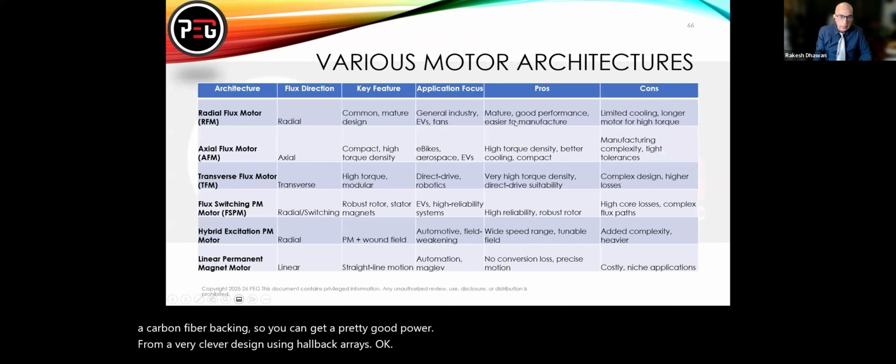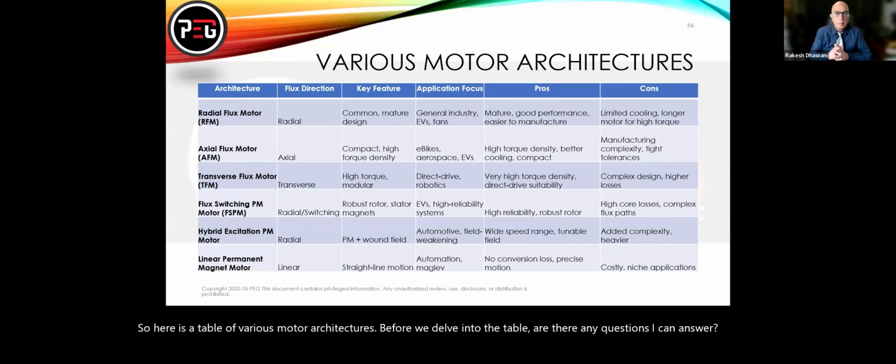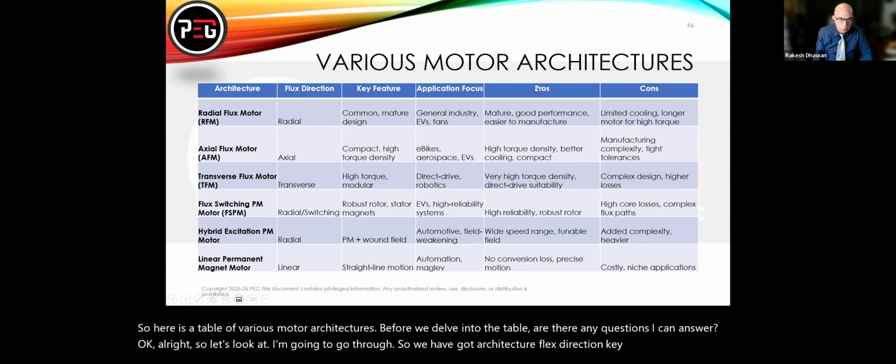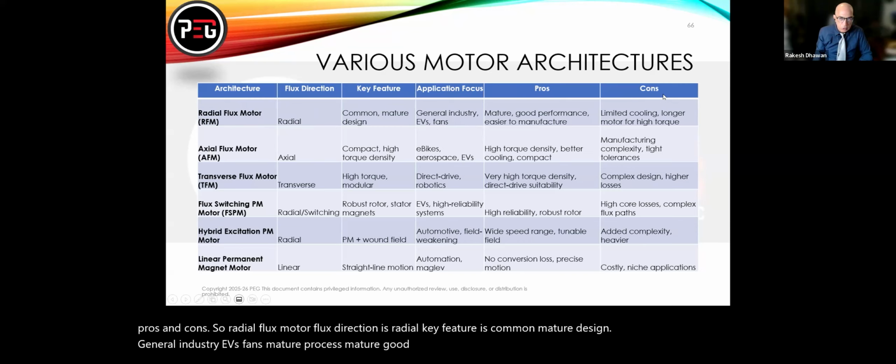Okay, so here is a table of various motor architectures. Before we delve into the table, are there any questions I can answer? Okay, all right, so I'm going to go through: we have architecture, flux direction, key feature, application focus, pros and cons. So radial flux motor, flux direction is radial. Key feature is common, mature design. Application: general industry, EVs, fans. Pros: mature, good performance, easier to manufacture. Cons: limited cooling, longer motor for higher torque.